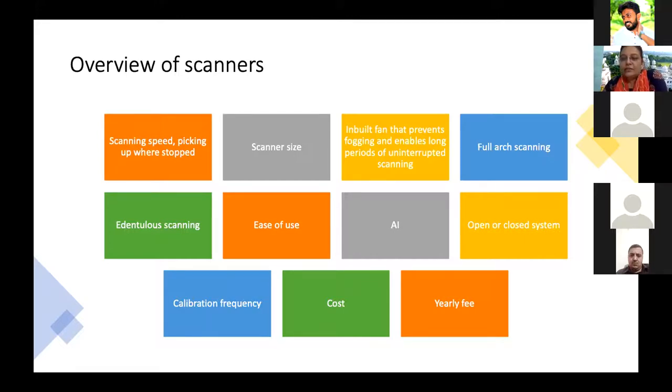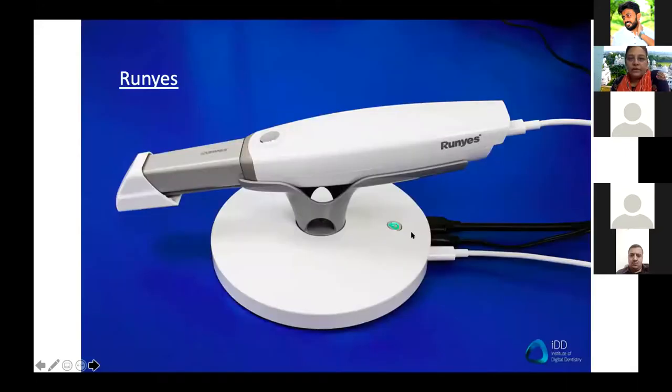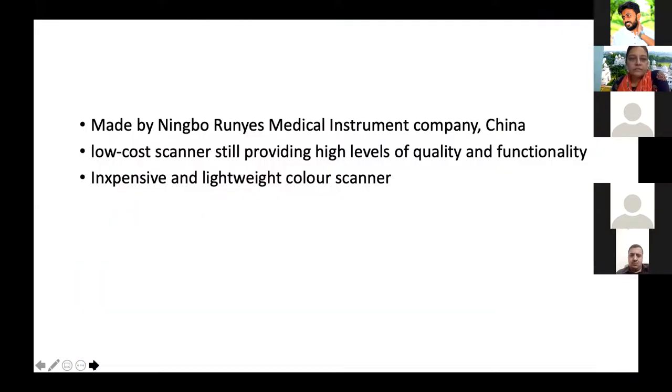Maybe in times to come, we'll have better scanners. So what we have as of now, there are scanners which have a cord, corded scanners, or cordless scanners. This is a Chinese scanner, Rooney's scanner. This is a very low cost type of scanner. So as you see, they are corded and they have a scanner surface, but this has to go into the oral cavity to scan the area.